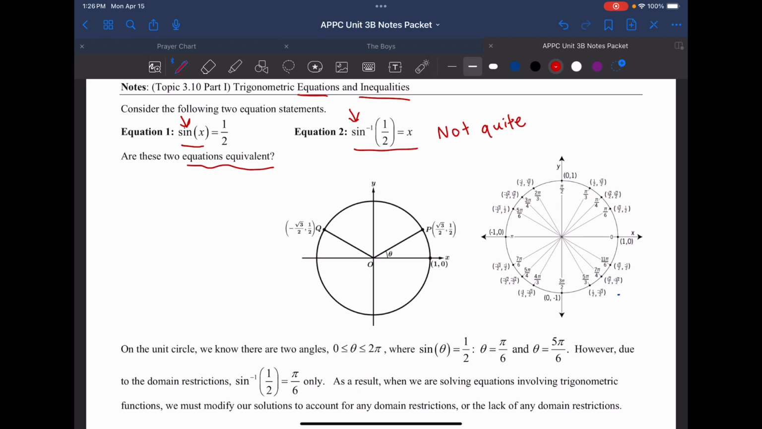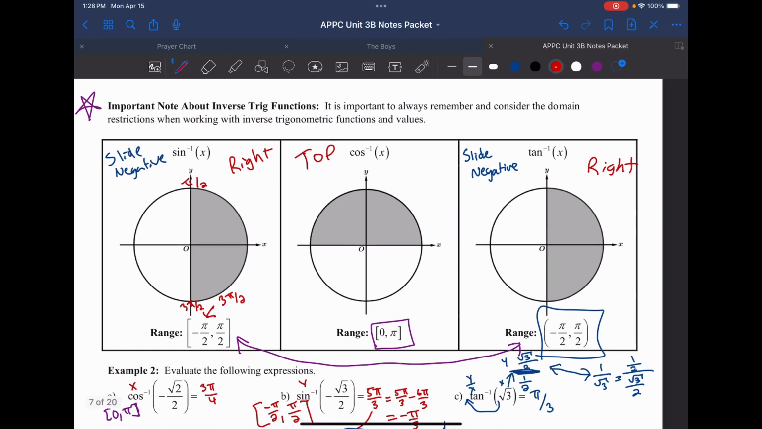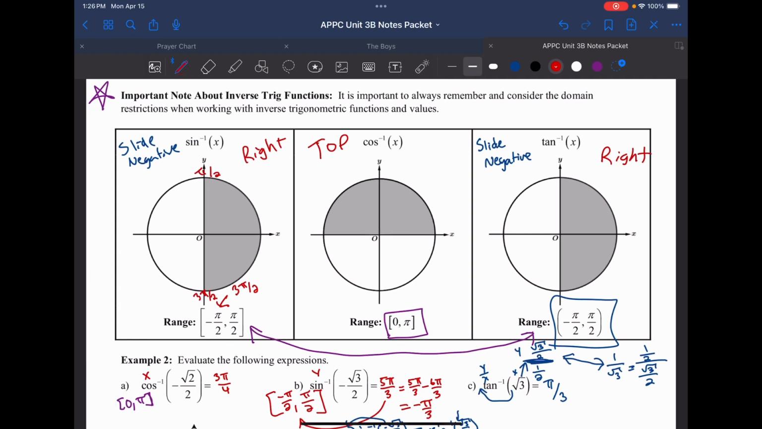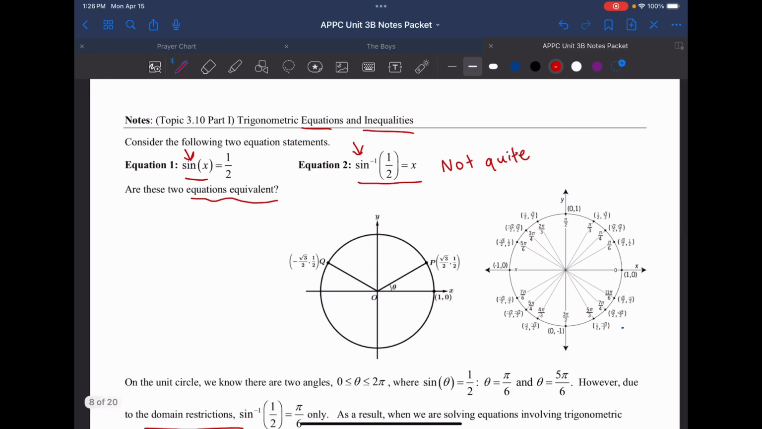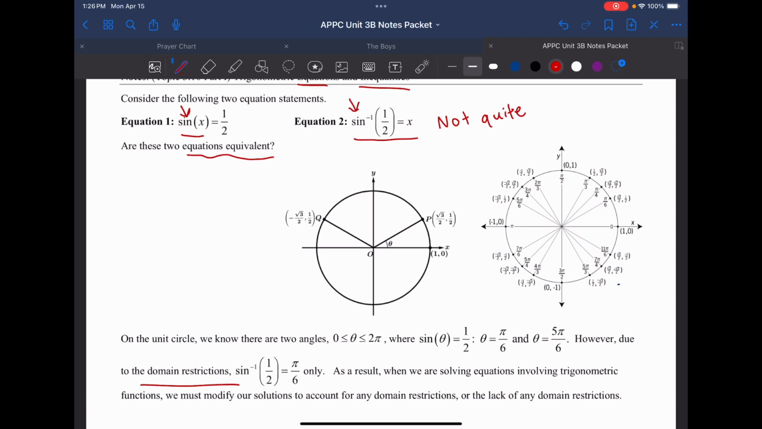Because remember, the domain of sine is not restricted. But for the domain restrictions of arc sine, if you go back to 3.9, you can remember it can only work with the right half of the circle. The domain is restricted to the right half of the circle. So, because of that, this function will only output answers over on this right side of the circle.